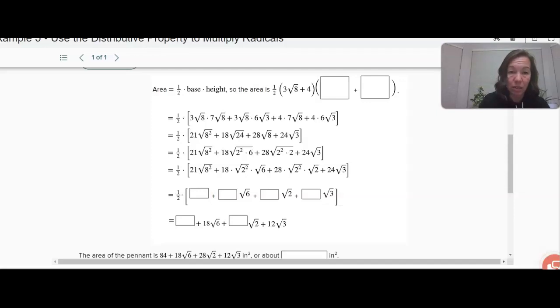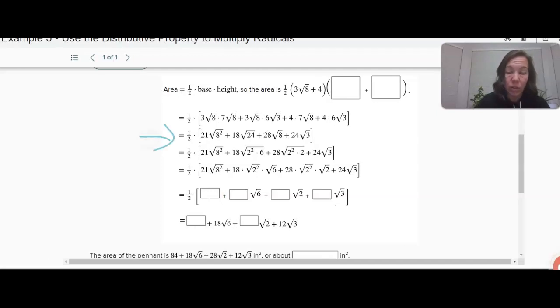So once you get here, okay, so square root of 64 is 8. So 21 times 8, what is 21 times 8? 168. I know that. I don't need a calculator. But it's late at night while I'm recording, so maybe I do. Square root of 24, perfect square factors would be 4 and 6. So this would be 2 root 6. So 18 times 2 is 36 root 6.